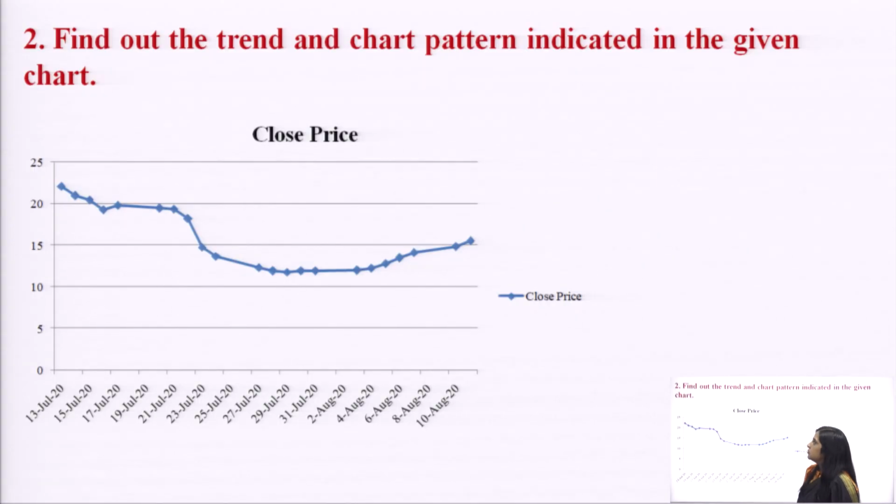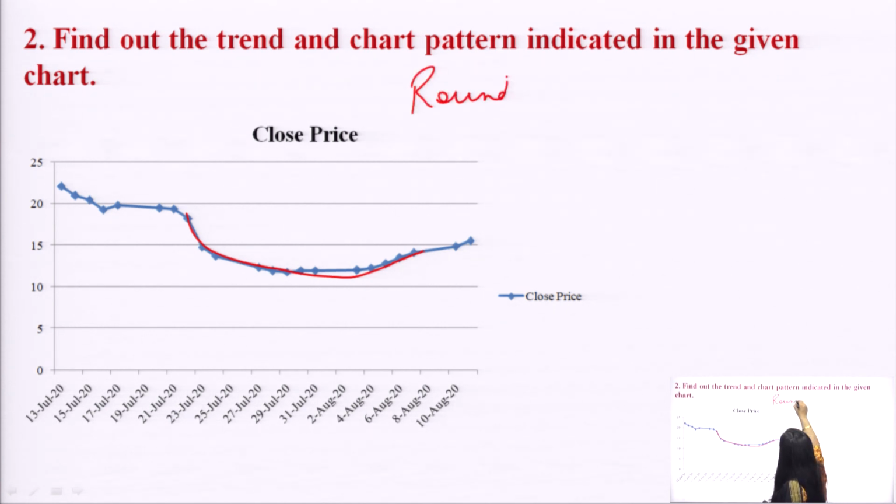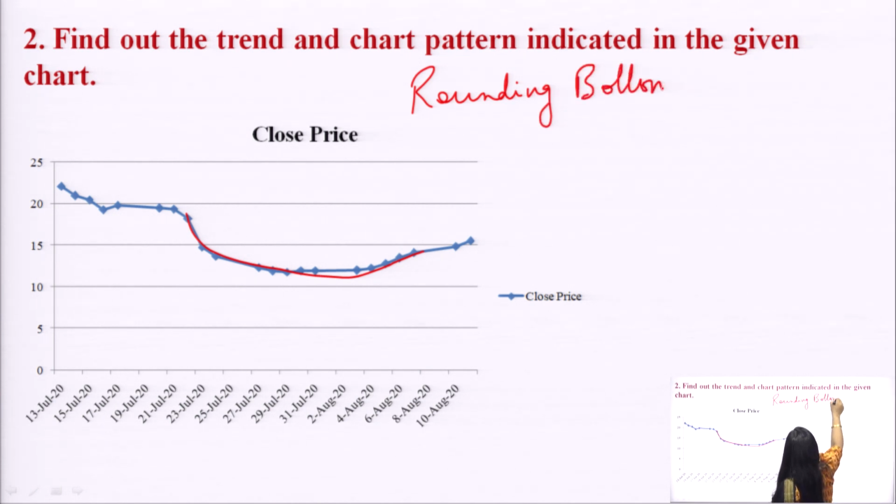Move on to the next question. The next question is: find out the trend and the chart pattern which is indicated in the given chart. Now, we have to recall the chart patterns which we have discussed in technical analysis, and if we see in this data, I can see that this is the pattern which is formed, and this pattern is called the rounding bottom formation.